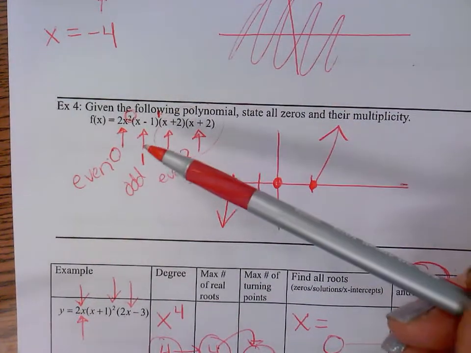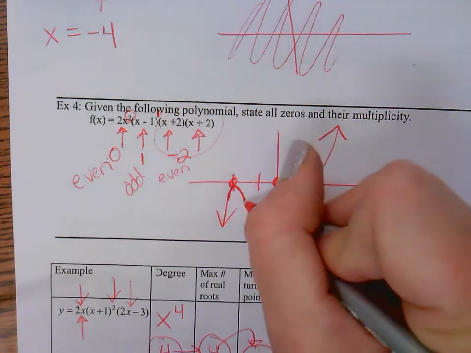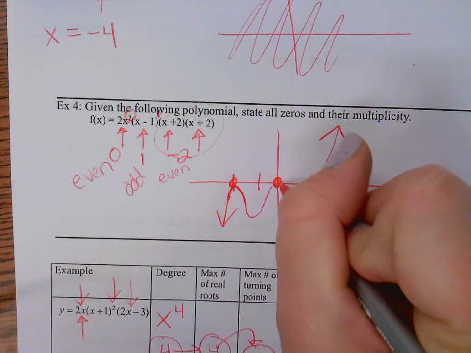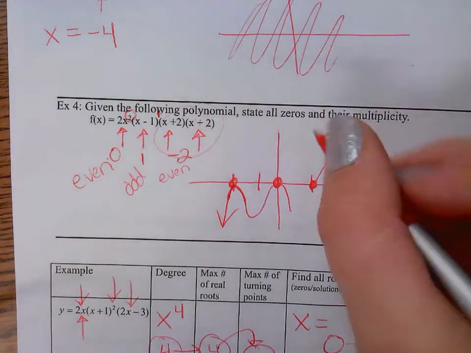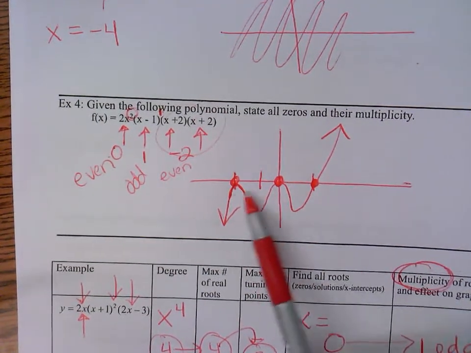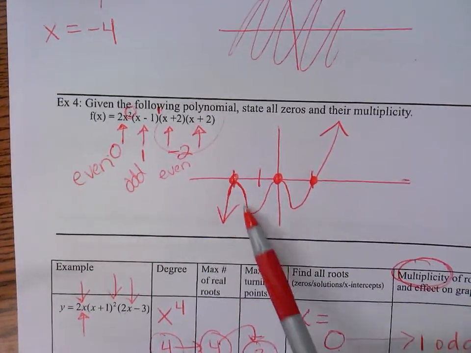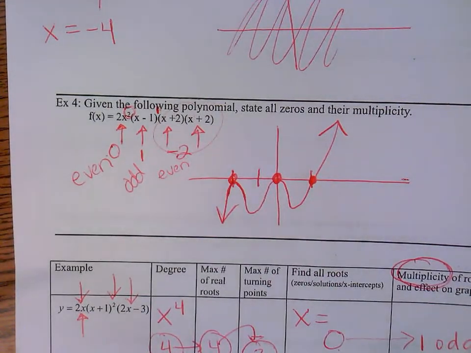And at 0, it's also even. So there must be some turning point. It comes back up, bounces off again, right? And then it must cut through at +1. So I'm not sure how big those bumps are, but I know it goes up, down, and then up forever. Does that kind of make sense?